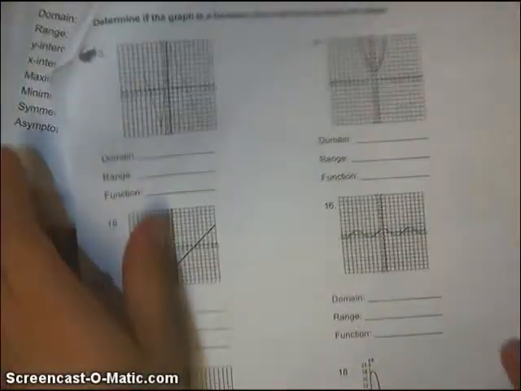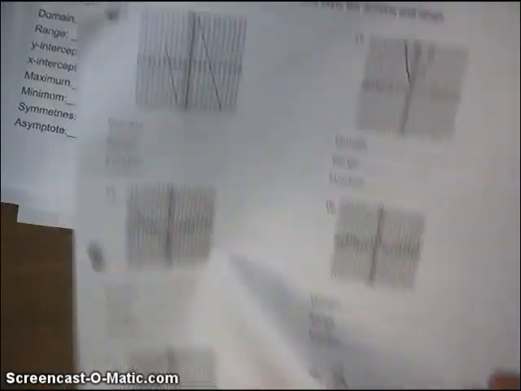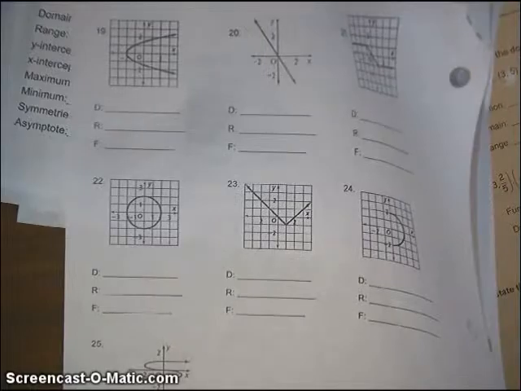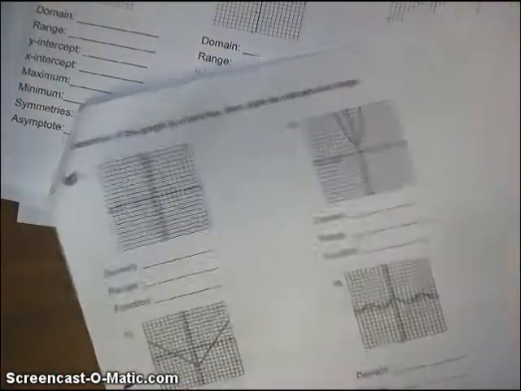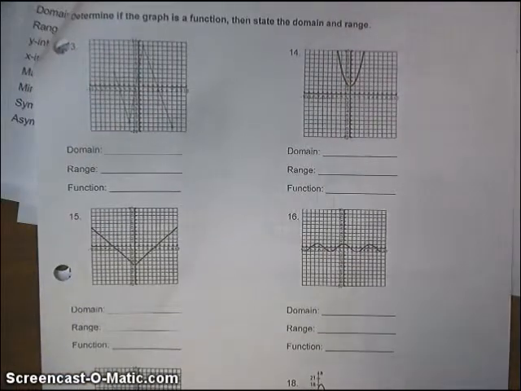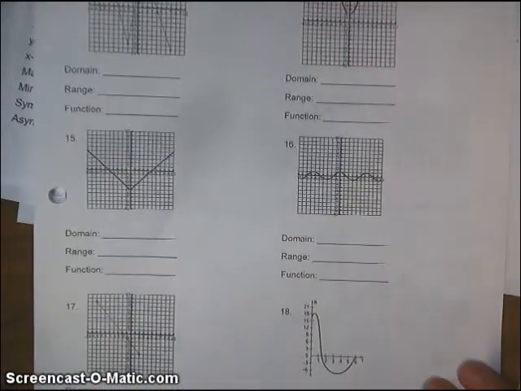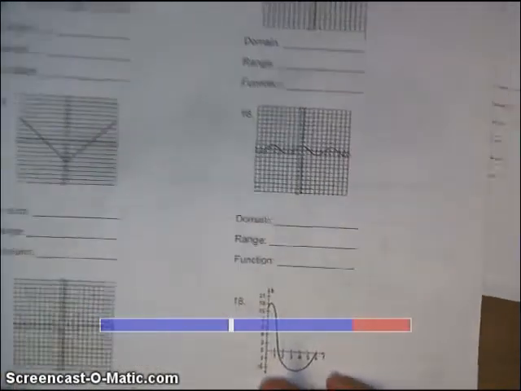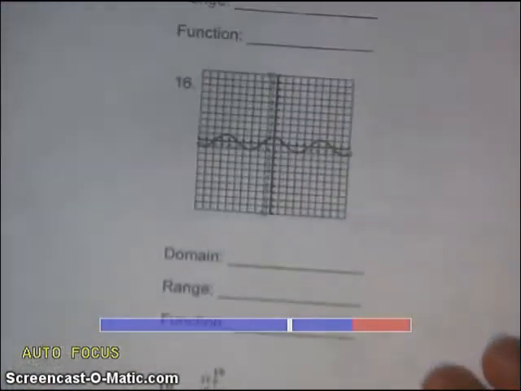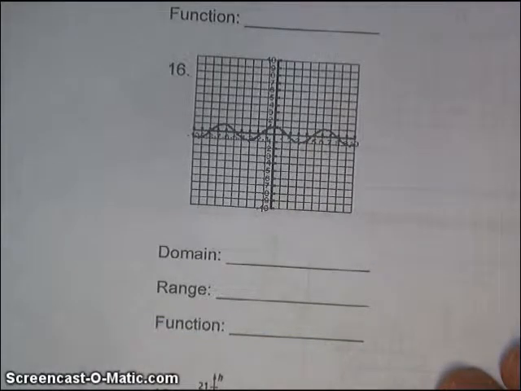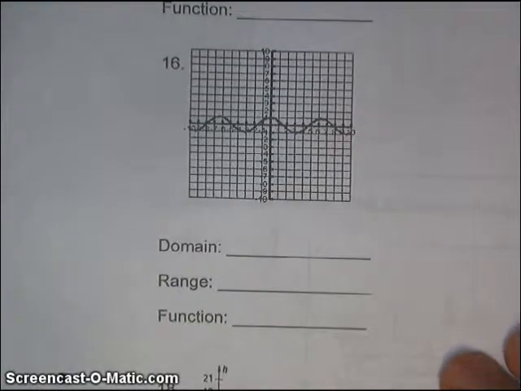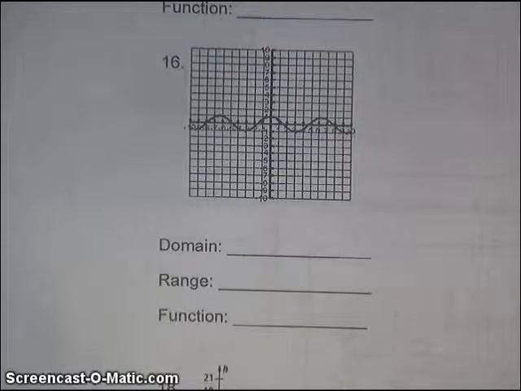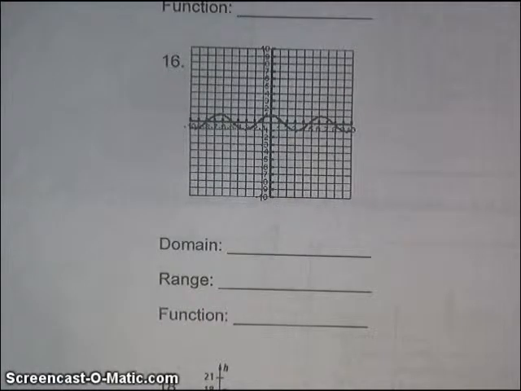So for instance, on 13 through 18 through 25, these are all continuous. When you're dealing with individual points, that's discrete. When you're dealing with lines, that's continuous. Now, I'm going to do one of these for you. We're doing the same thing here. We're just supposed to decide whether or not it's a function, and then we're supposed to state the domain and range. So, I want to show you number 16 here.